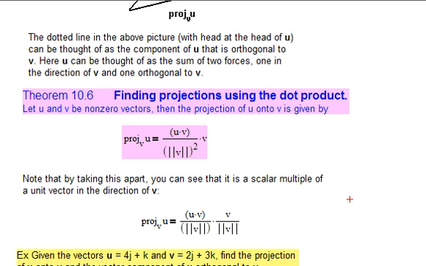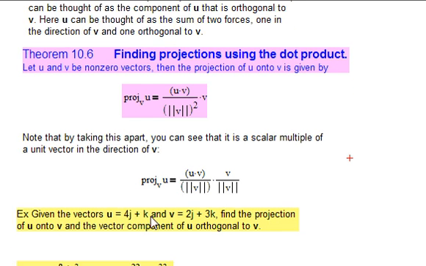Let's just do an example. Given vectors u equals 4j plus k and v equals 2j plus 3k, find the projection of u onto v and the vector component of u orthogonal to v. That's going to make things interesting.